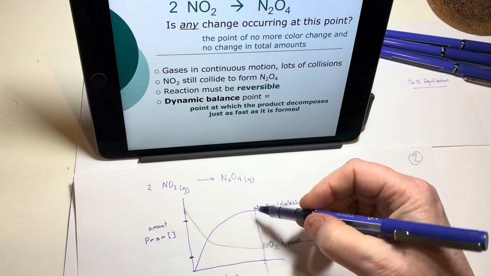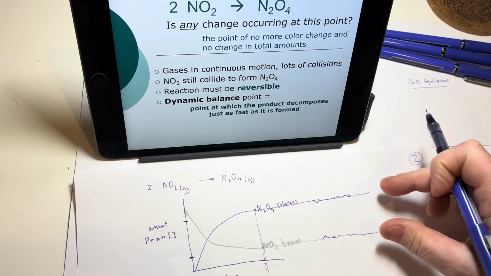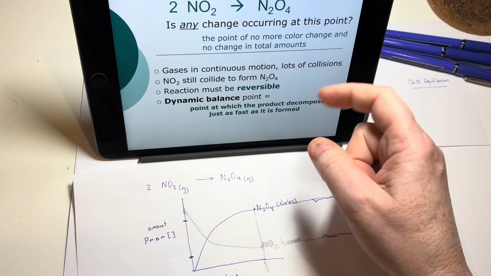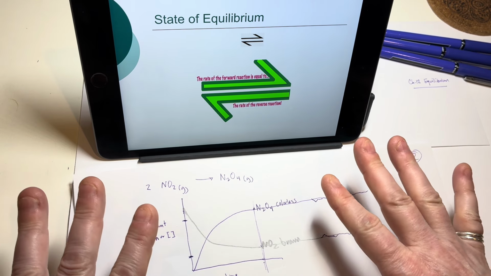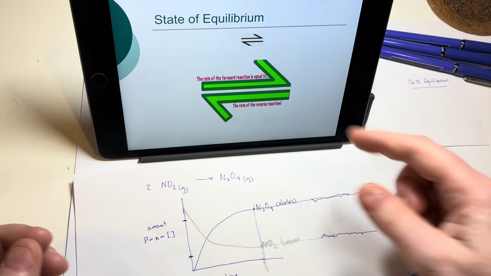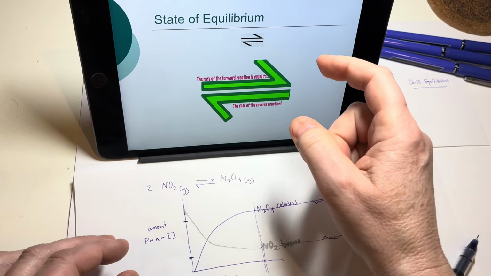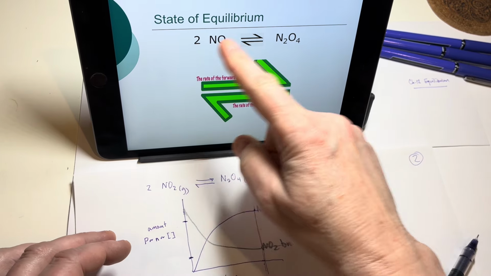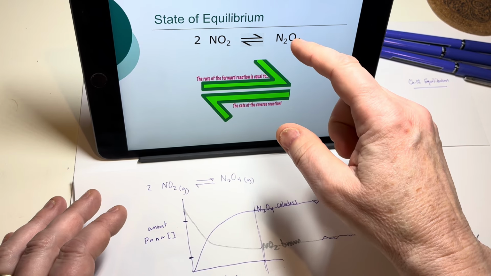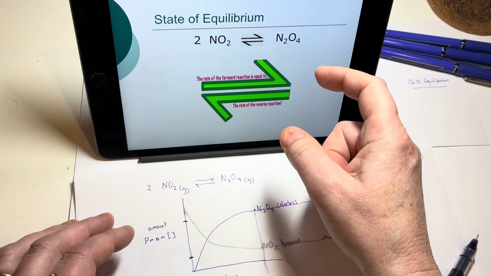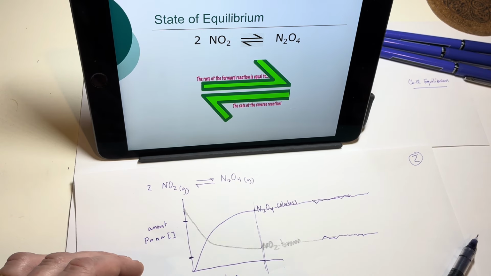So it's at this point in time when there's no more change in the total amounts, yet there's ongoing collisions. At that point in time, we want to say we have a dynamic balance point. We want to say that the chemical reaction has reached the state of equilibrium. And we use these double arrows to represent this state of equilibrium. The state of equilibrium: ongoing reactions, but overall, there's no net change in the amount of product versus the amount of reactants. No net change. Let's think about that a little bit more in the next video.